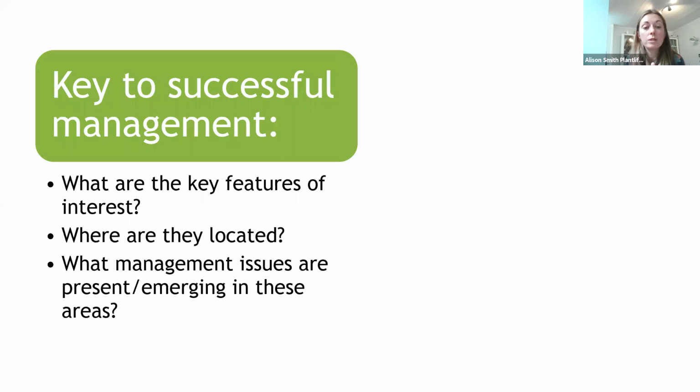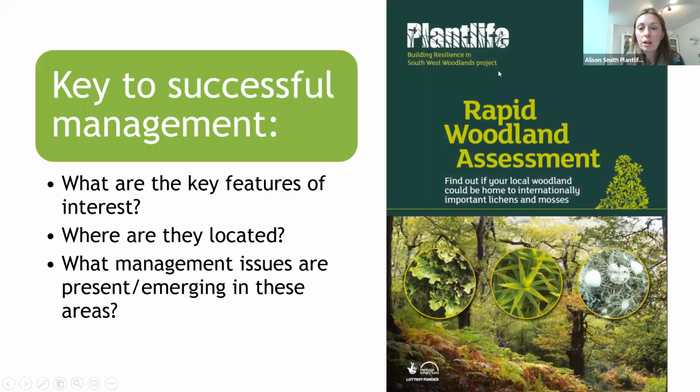And then looking at what management issues are there, what's present already in terms of potential threats, and what's emerging, what could start to take hold. So this is why we have developed our rapid woodland assessment. This is a tool that we devised 3 years ago at the start of our project here in the Southwest. And it's aimed at woodland managers, so people can use it on their own sites to get a better understanding of what they've got, where it is, and what the issues are.